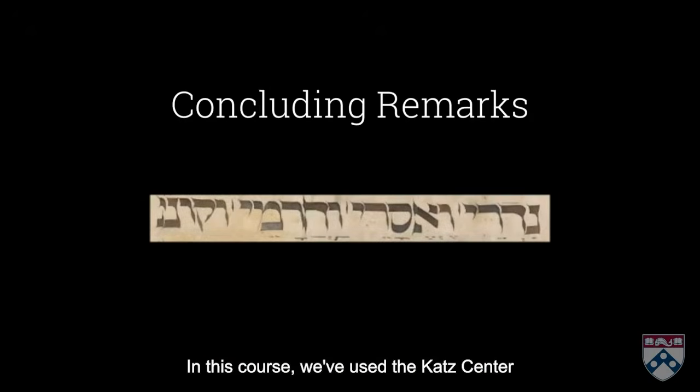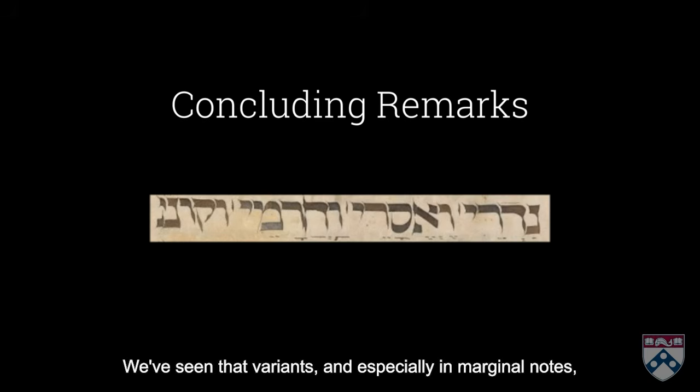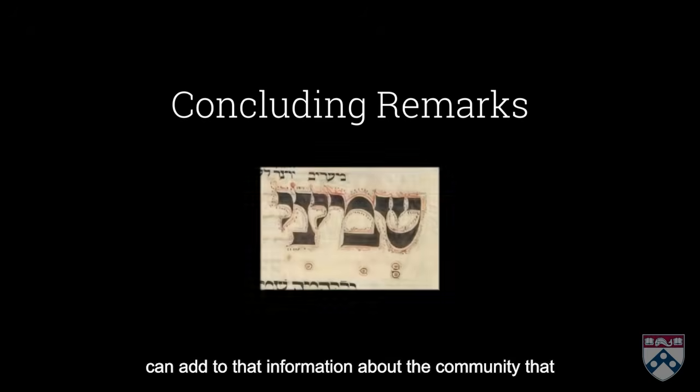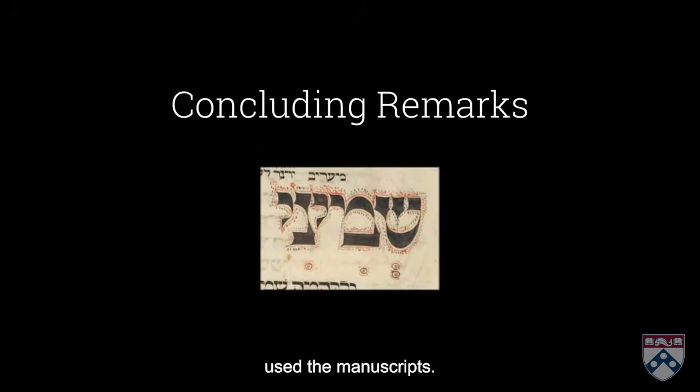In this course, we've used the Katz Center Mahzor to study how to study a liturgical manuscript. We've seen that the combination of text tells us a lot about where a manuscript was from. We've seen that variants, and especially marginal notes, can add to that information about the community that used the manuscripts. And we've also seen that the object itself, marginal notes, but also cuts, deletions, other kind of damage, does tell us more about the history of the manuscript.